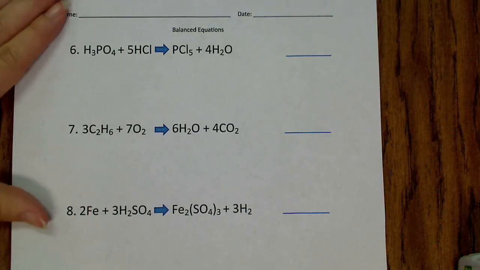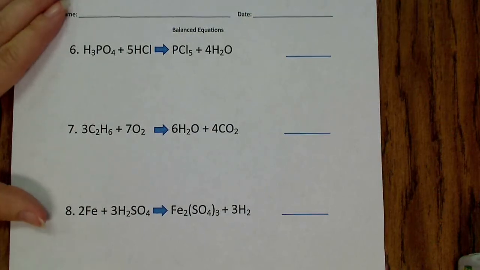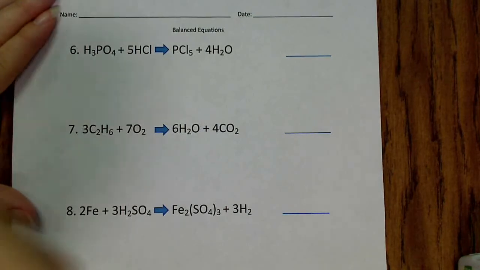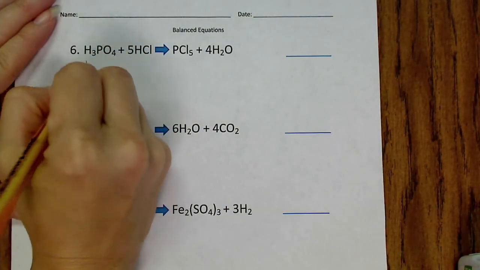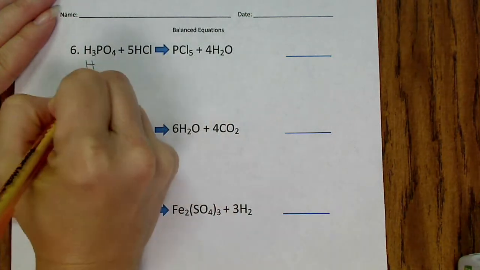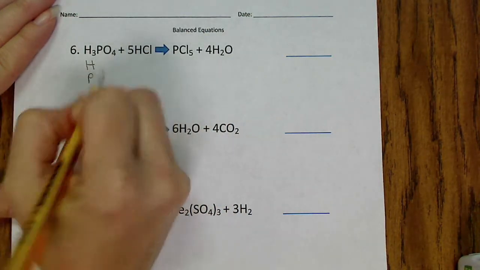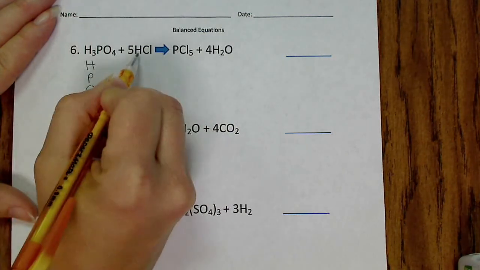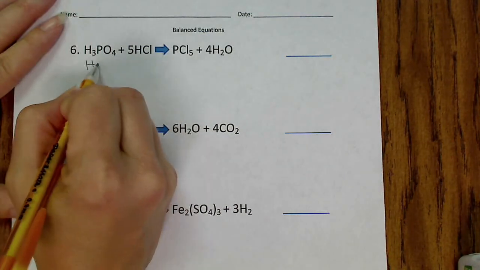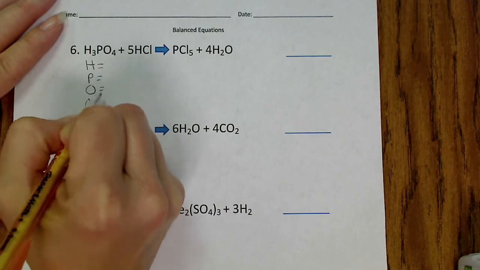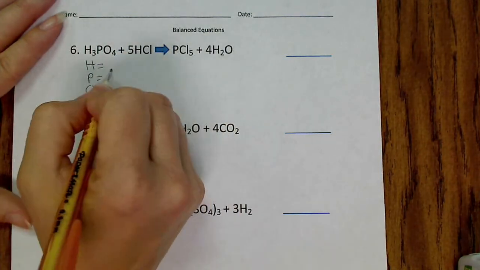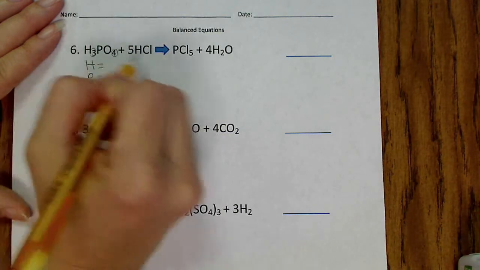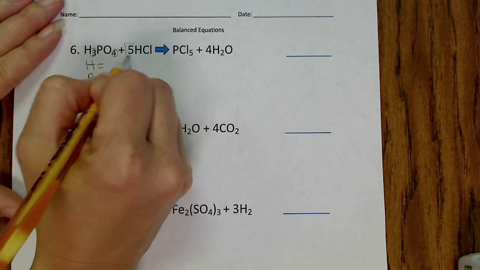So here's the second page of our balanced equation worksheet. We're going to, first of all, decide what our elements are. We have hydrogen, we have phosphorus, we have oxygen, and we have chlorine. And again, I didn't have to do hydrogen again because I already have it written down. I just need the actual elements. Then I'm going to look at my subscripts and my coefficients.